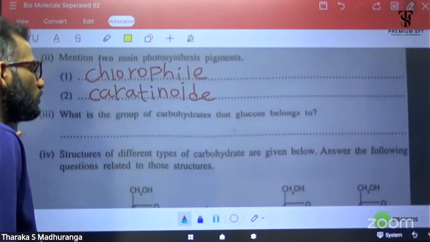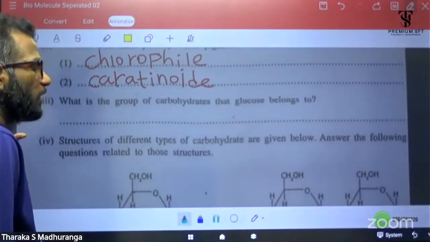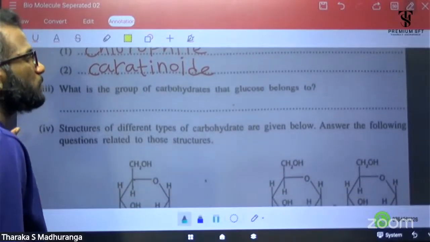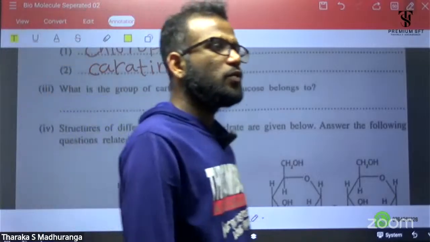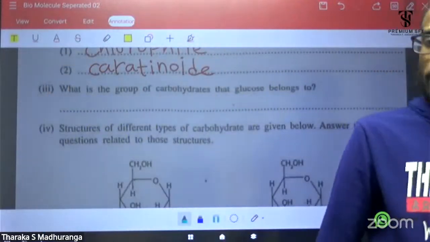What is the group of carbohydrates that glucose belongs to? Glucose belongs to the carbohydrate group monosaccharide.